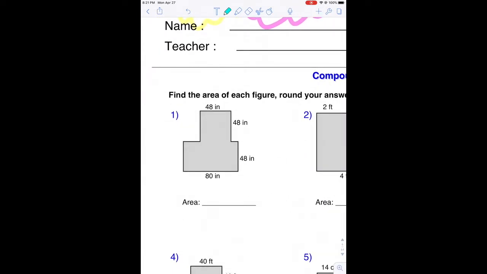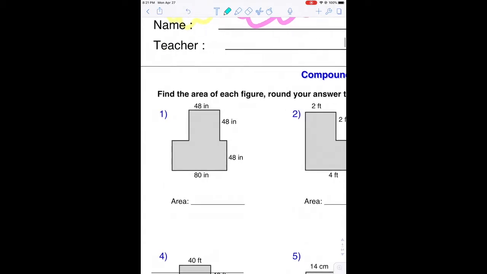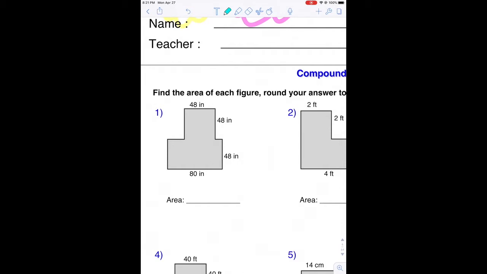On number 1, there's this weird blocky blob shape. I don't know how to find the area of that, but I can split it up into shapes that I do recognize. We want to make this as simple as possible. Think in your head, how could you break this up into the fewest number of shapes that you recognize? If you thought of this line, you would be correct.